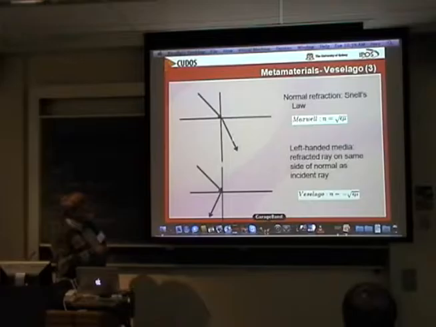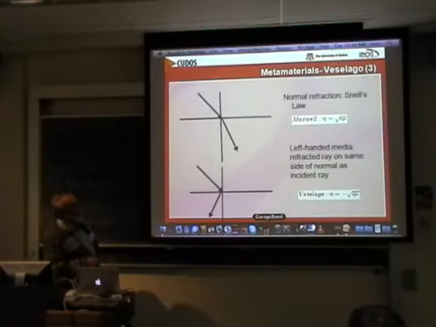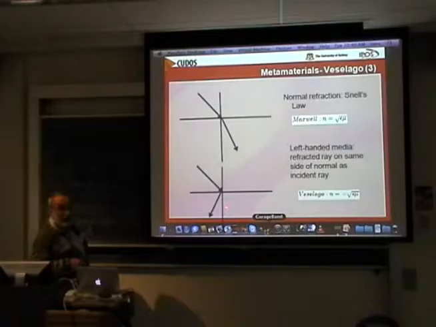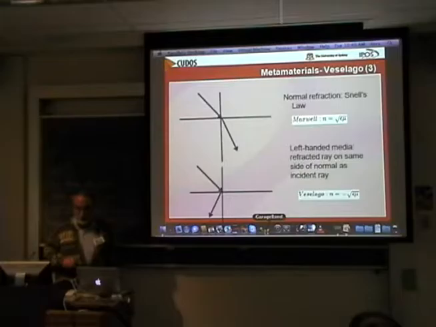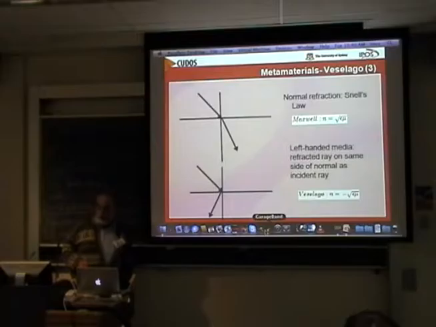Okay? And what Veselago found, as I said, was that in this fourth quadrant of materials, you really should be taking n equals minus the square root of epsilon mu, and that gives you a left-handed medium, which has a refracted ray on the same side of the normal as the incident ray. So the refraction diagram looks like that. So this is one reason why the media are called left-handed. The second reason comes through the orientation of our electric and magnetic fields and the wave vector of a plane wave.